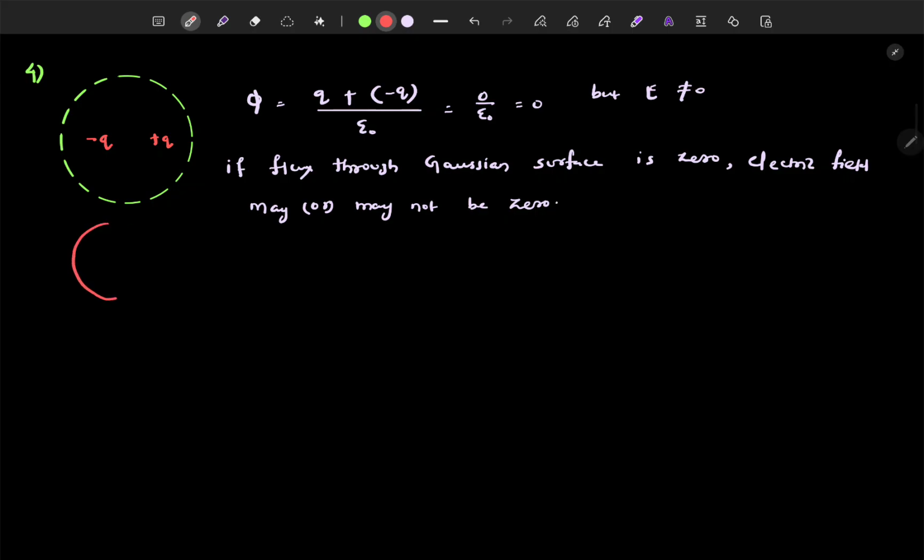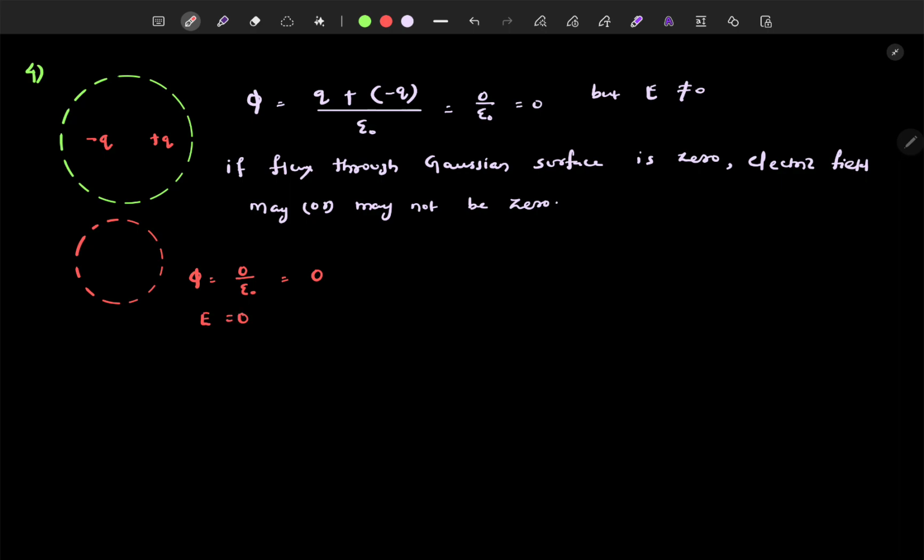Suppose this is your Gaussian sphere, and within the Gaussian sphere no charge is present. So flux is equal to q enclosed by epsilon naught, that is 0, and so it implies electric field is 0.